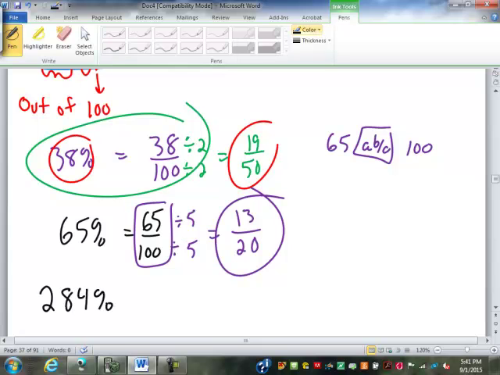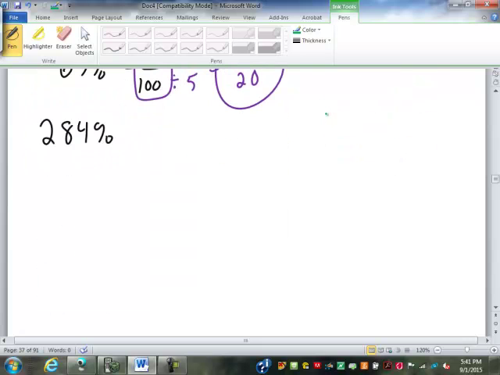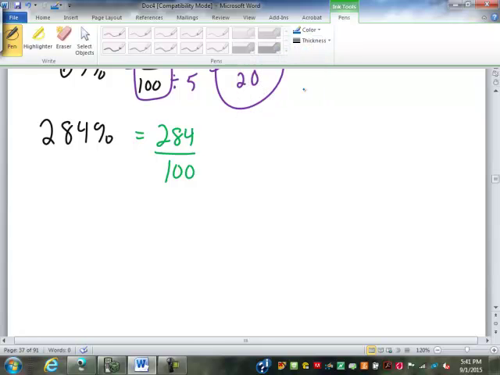How about 284%? What's that going to become as a fraction? Well, just like any other percent, it is out of 100. So 284 out of 100. Now, of course, you notice that this is an improper fraction. So we could approach it. We could either change it into a mixed number first, or we could try to reduce it first. I personally would change it into a mixed number first just to get some smaller numbers. Especially since it's easier with 100 anyway.